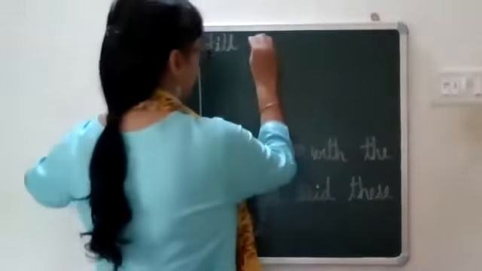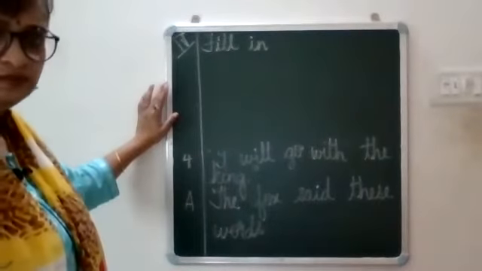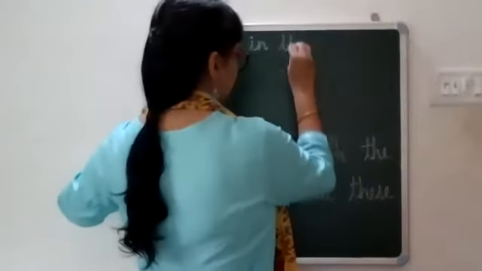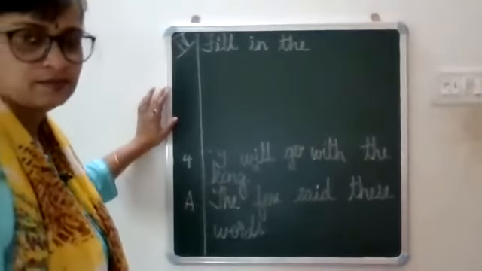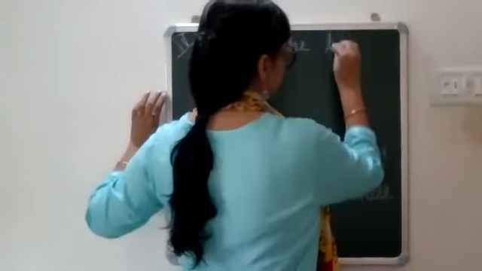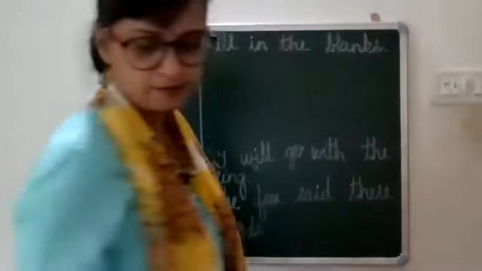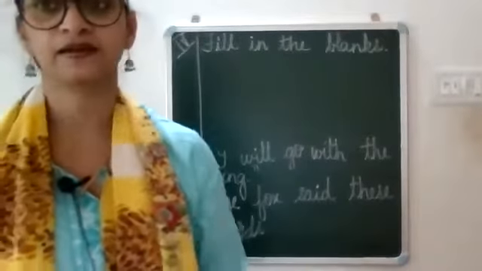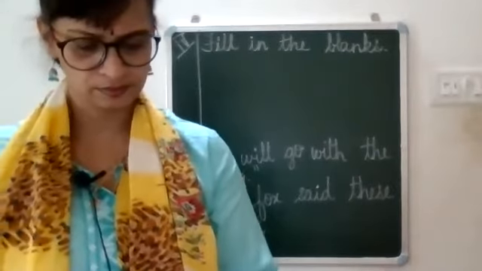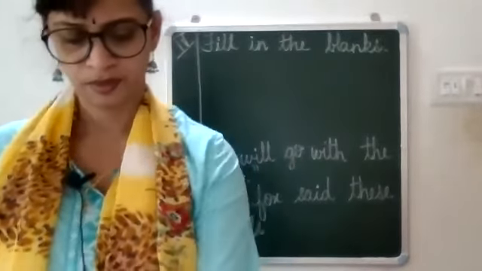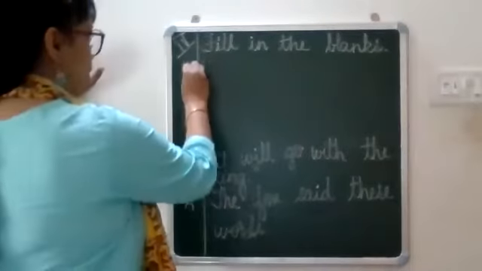Leave a finger space, write down I-N, in. Leave a finger space, write T-H-E, the. Leave a finger space, write down B-L-A-N-K-S, blanks. Fill in the blanks. Now leave a line, write one in the margin.